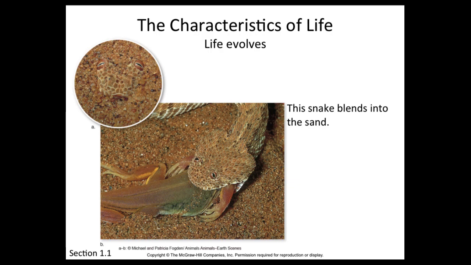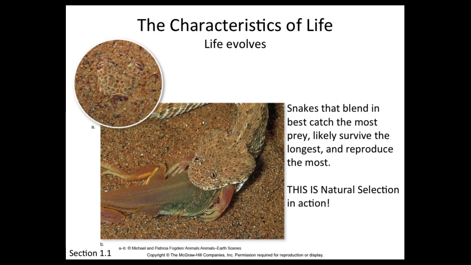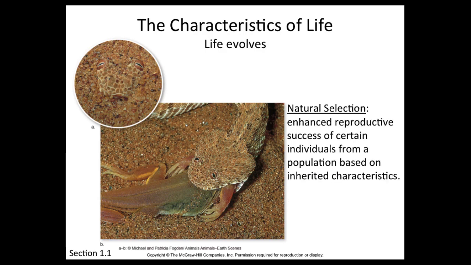How is it that this snake was able to evolve these scales that blend into the sand? Well, the snakes that blend in the best catch the most prey, which is their food. Here we can see it's eating this gecko. Those that get food can survive the longest, and those that survive the longest have the most opportunities to reproduce. We're going to talk much more about this later in the semester, but ultimately, this is natural selection in action. Natural selection is the mechanism of evolution.